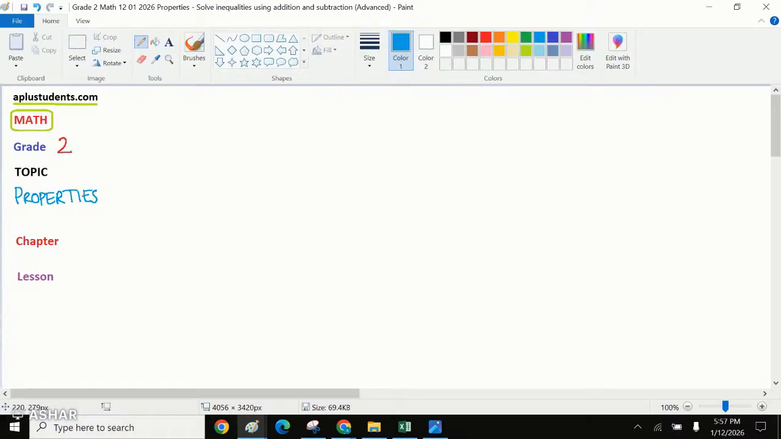Okay, I'll just give you the chapter number. Just a minute, please. The chapter number for properties is 18, and the lesson number is lesson number 5. And the name of the lesson is Solve Inequalities using addition and subtraction.